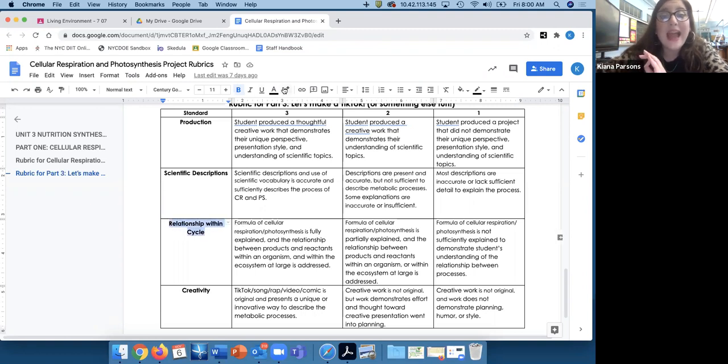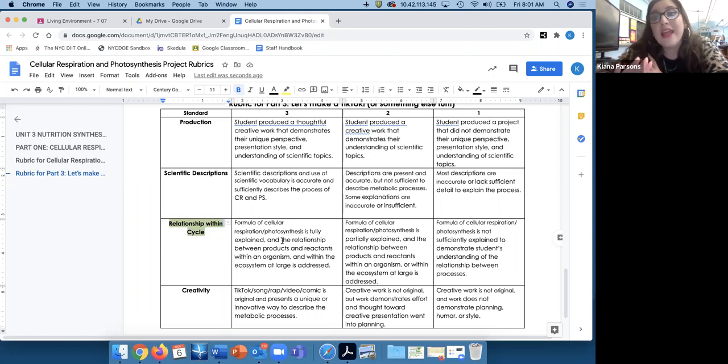This is the main aspect of the project here. You need to show that the products and reactants of photosynthesis and cellular respiration feed off of each other. How you represent that in the cycle, how you explain that is up to your interpretation. And I very much look forward to how you are able to explain that.